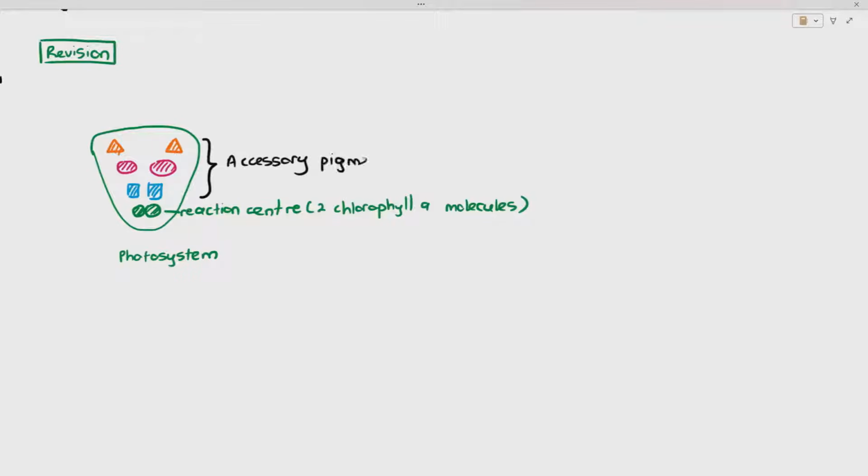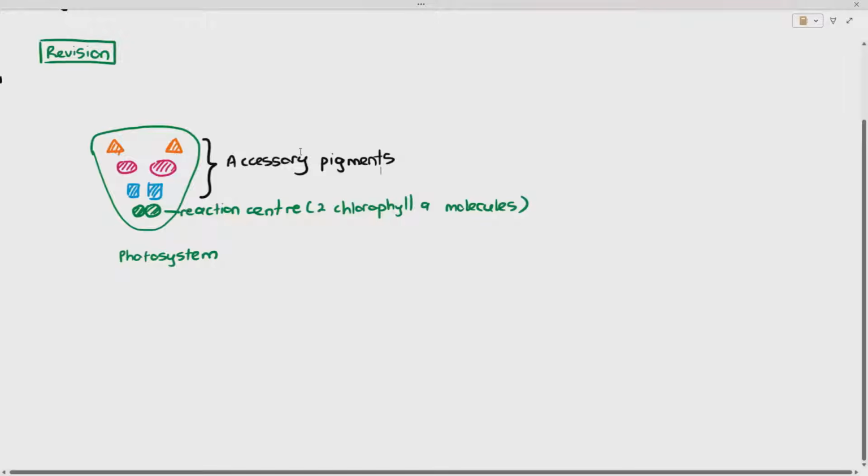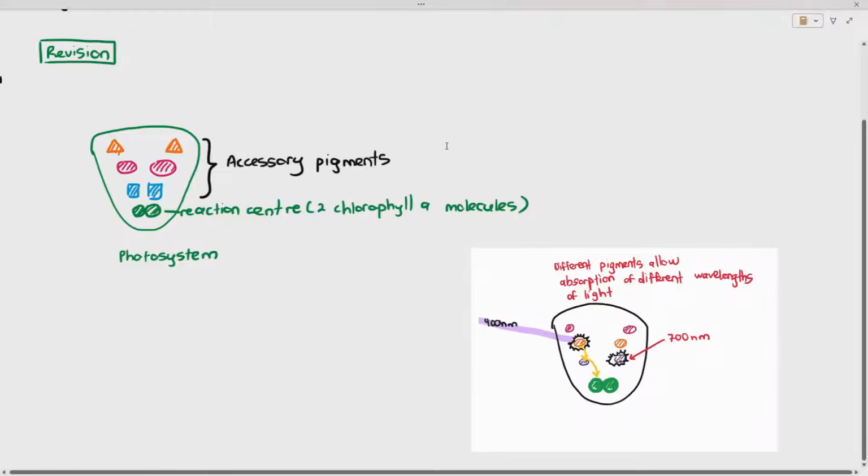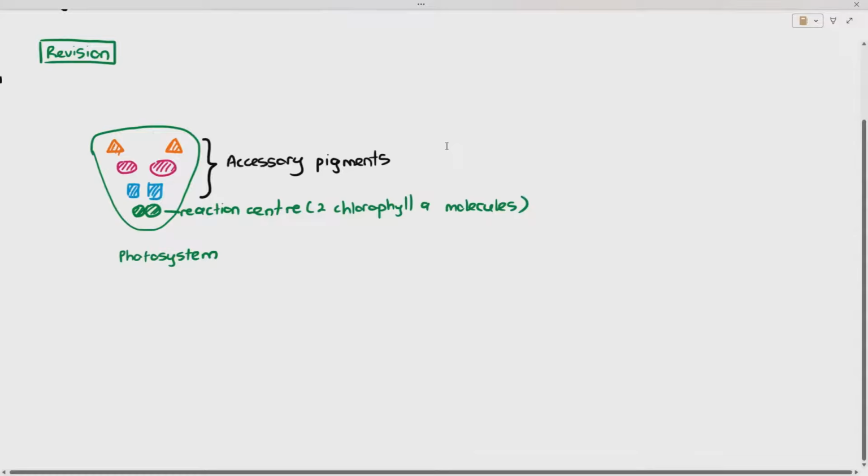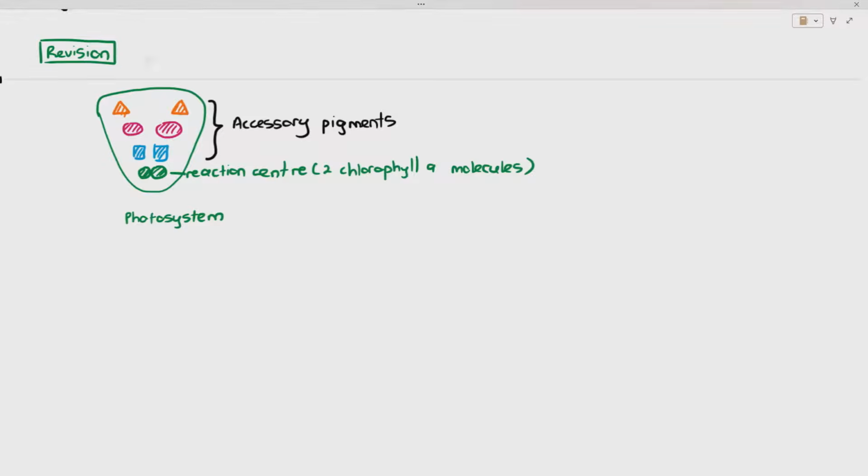as accessory pigments. And if you remember, the reason why the photosystem has different types of pigments is to allow the photosystem to absorb as much light as possible. Because light is not just a single thing. It is actually an electromagnetic wave consisting of different wavelengths.